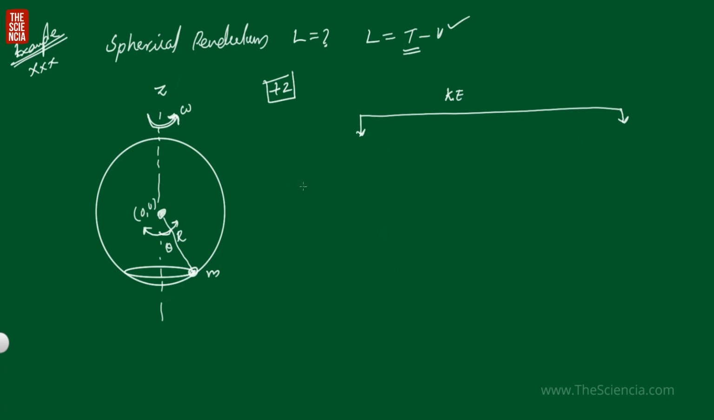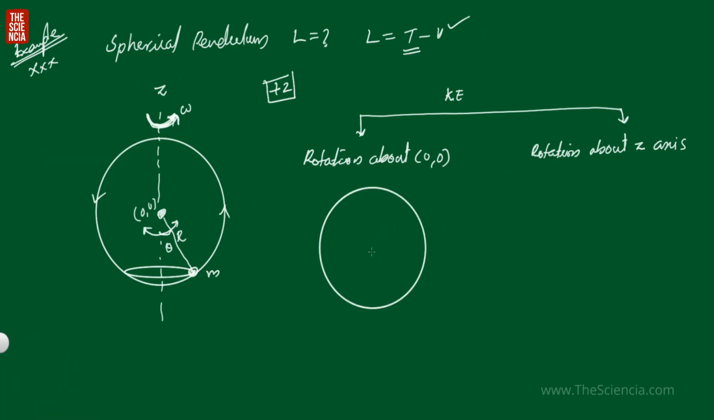And there are two rotations. One is rotation about the origin (0, 0). The body is rotating about (0, 0). Another rotation is rotation about the Z axis. That is this rotation. See, this one is rotation about origin (0, 0). This is the bob of mass m and its radius is r. And this bob is rotating in this direction. Okay. So what is the rotational kinetic energy?